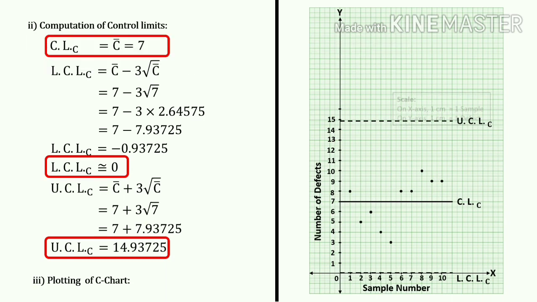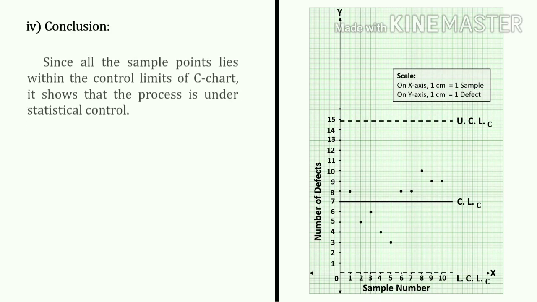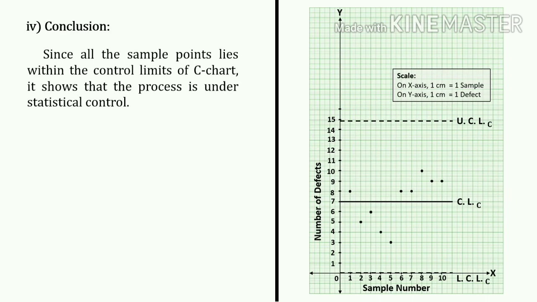The scale on the x-axis we have taken is 1 centimeter equal to 1 sample, and on the y-axis 1 centimeter equal to 1 defect. This is the control chart for the number of defects per unit. So the conclusion: since all the sample points lie within the control limits of the C chart, it shows that the process is under statistical control.